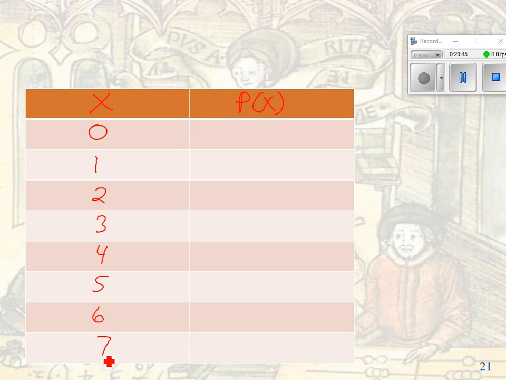Now our formula, again, it's this formula. That's supposed to be an N there. My pen doesn't want to write. P to the X power times Q to the N minus X power.